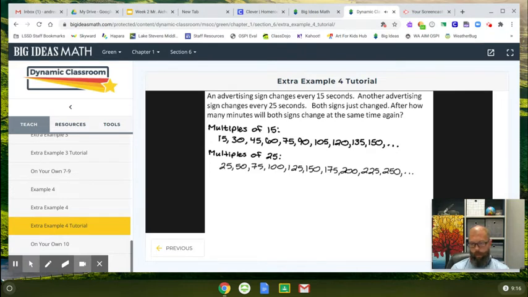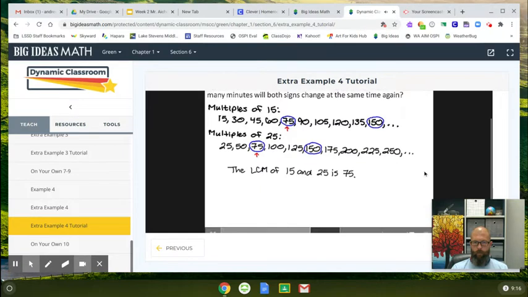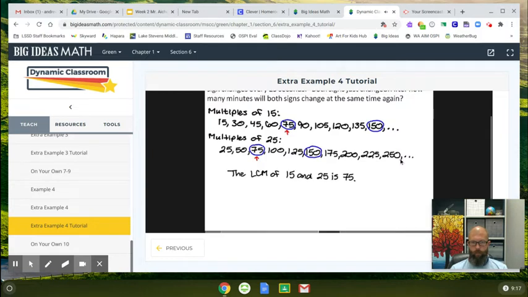So the least common multiple of 15 and 25 is 75. And the next time both signs will change at the same time is in 75 seconds. However, the problem asks for the answer in minutes, so you want to convert 75 seconds to minutes. Because there are 60 seconds in 1 minute, divide 75 by 60, which gives you 1 and 1/4.